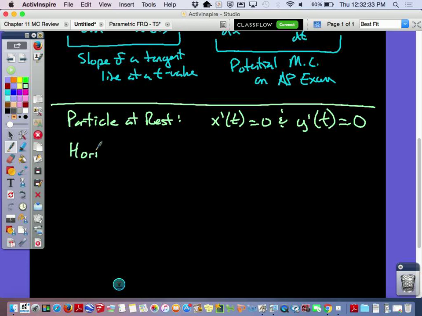You may be asked about a horizontal tangent line. Where would the tangent line be horizontal?